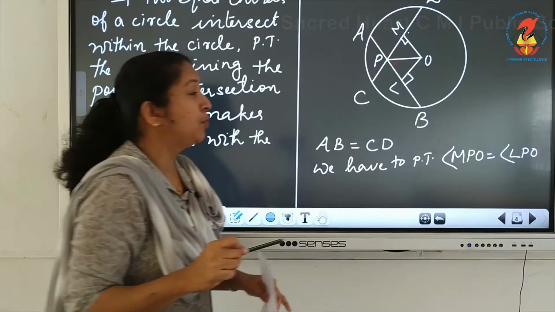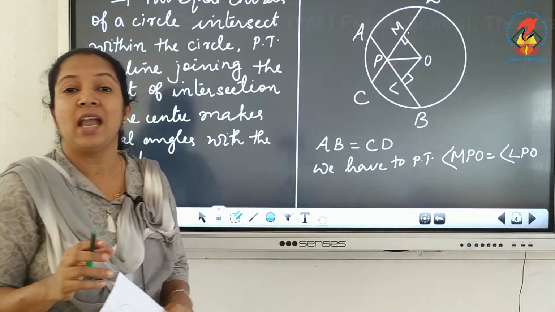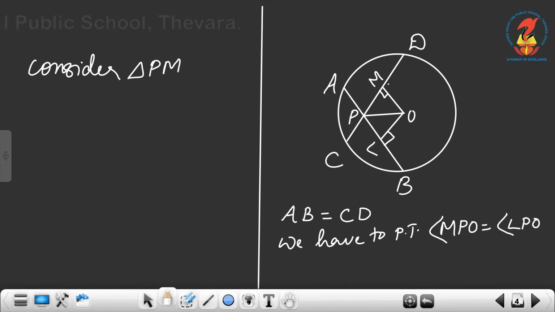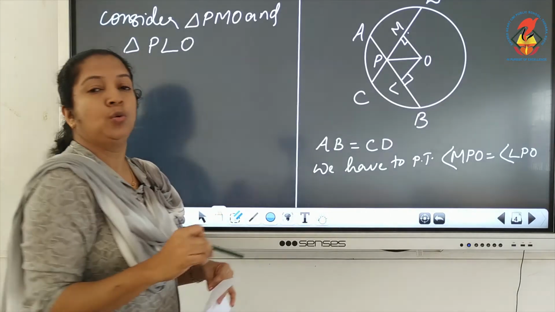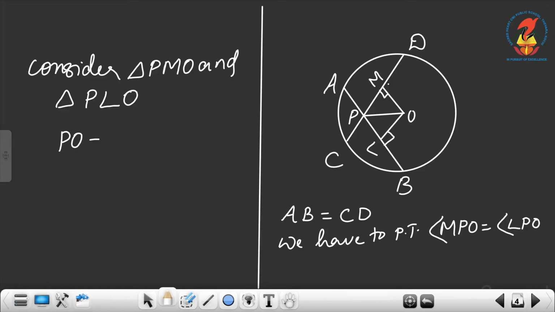That means we have to prove that angle MPO is equal to angle LPO. For this we are using congruence itself. Consider triangle PMO and triangle PLO. Same steps. What is common? PO is equal to PO, common.